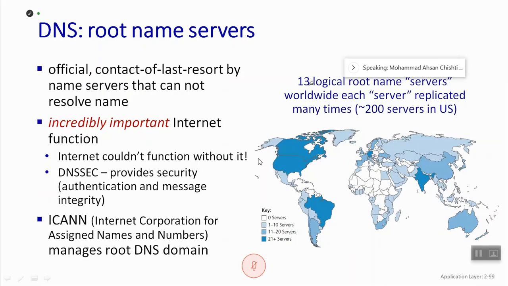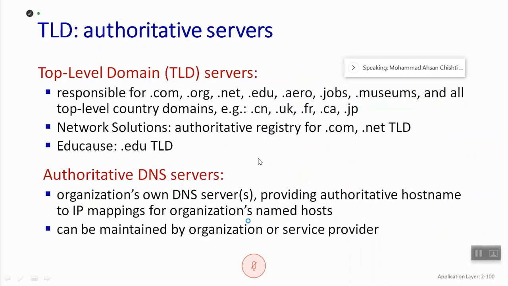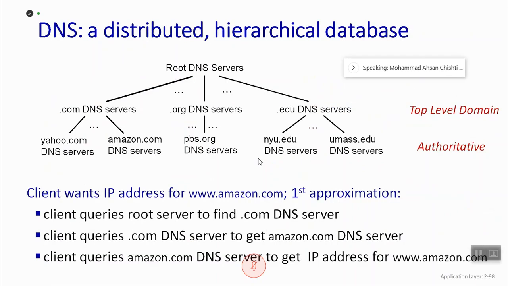As mentioned here, there are 13 logical root name servers worldwide, and each server is replicated many times, around 400 servers in the US itself. So this is basically the hierarchical structure of the DNS. The root DNS here is the contact of last resort for name servers that cannot resolve names.